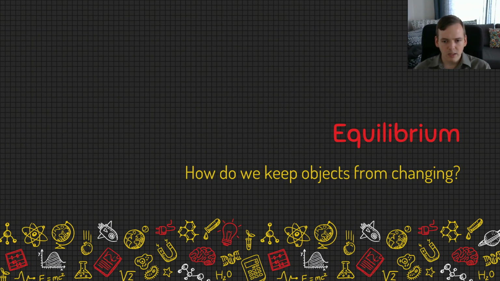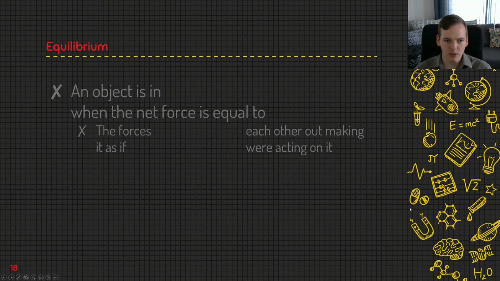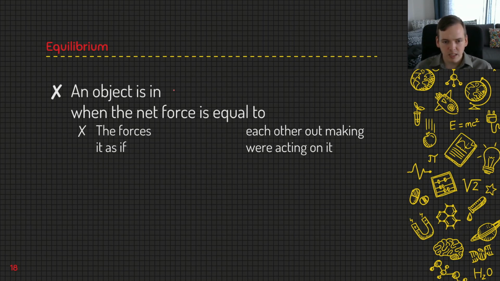Our next video is going to look at equilibrium, and this is pulling from Newton's first law and saying, based on that, how do we keep objects from moving or changing how they're moving, more specifically? So equilibrium: an object is in equilibrium when the net force is equal to 0.